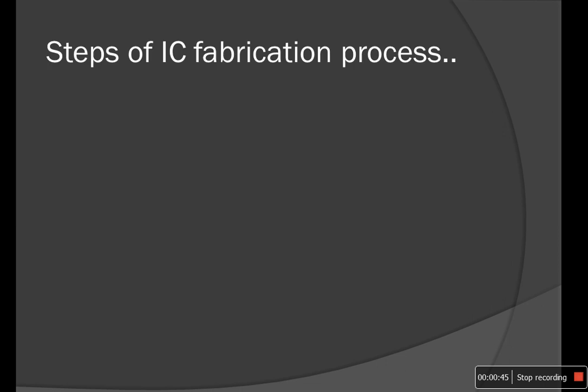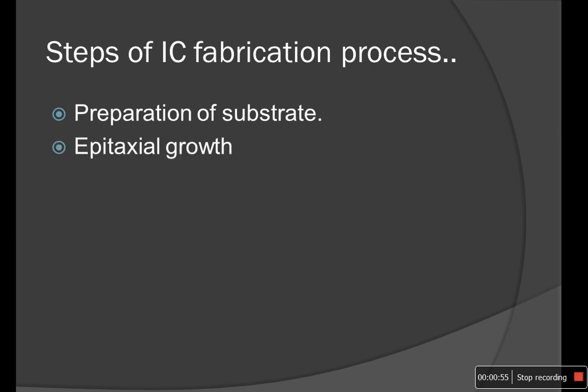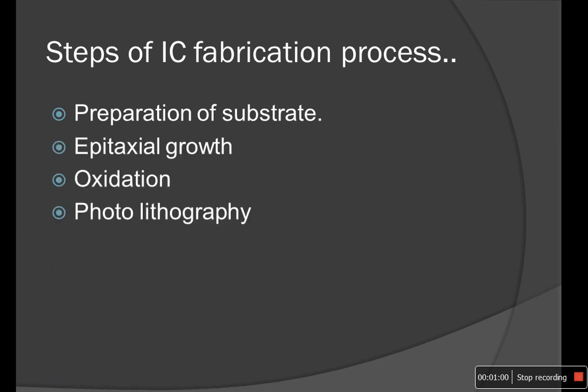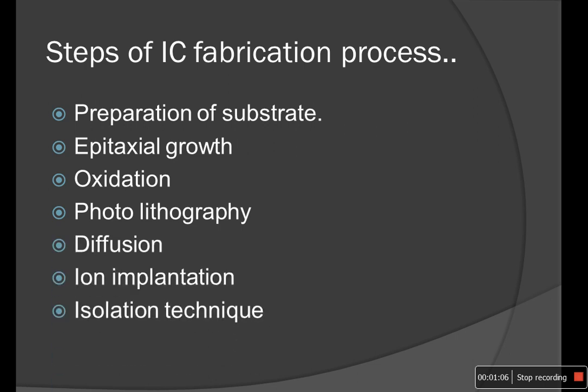So what are the steps of the IC fabrication process? The steps are: the first one is preparation of substrate, the second one is epitaxial growth, and the third one is oxidation, then photolithography, diffusion, ion implantation, isolation technique, and metallization. So we are going to study the fabrication process of IC.